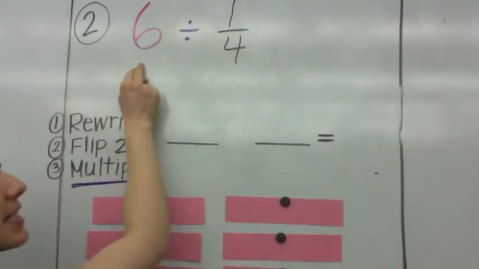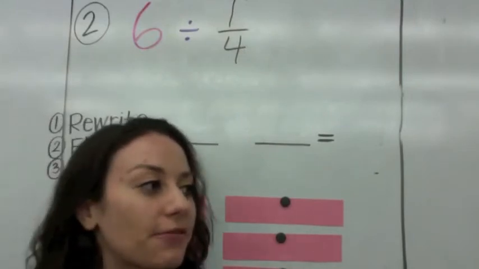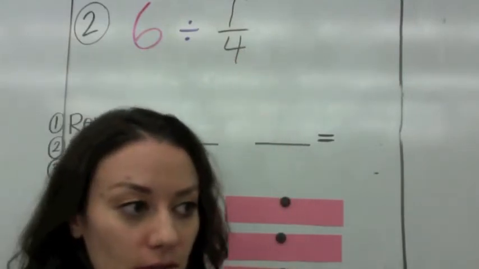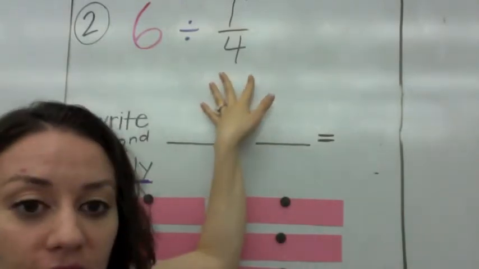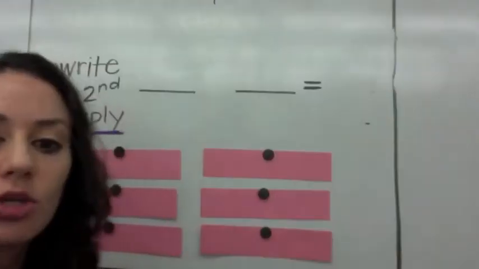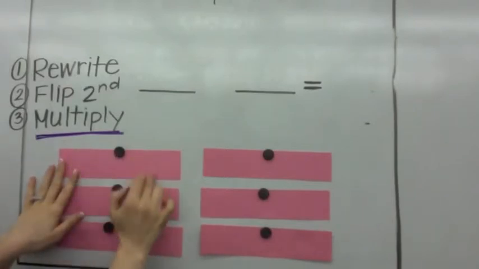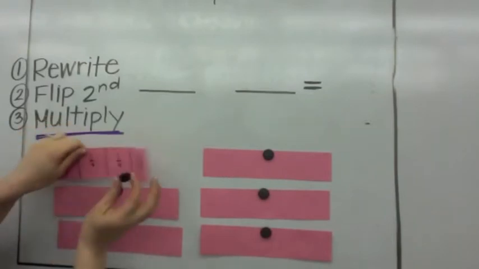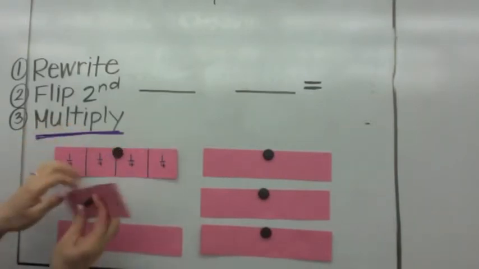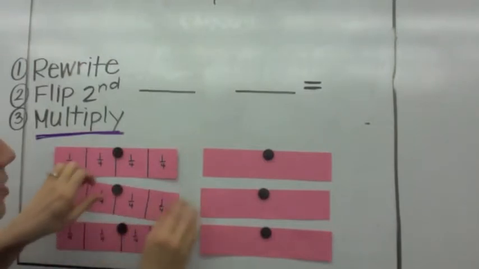It says 6 divided by 1/4. This is asking, repeat after me, how many fourths are in 6? So I have 6 wholes that I'm going to cut into fourths to see how many fourths are all together. So I cut each of the wholes into fourths. I have 6 wholes.